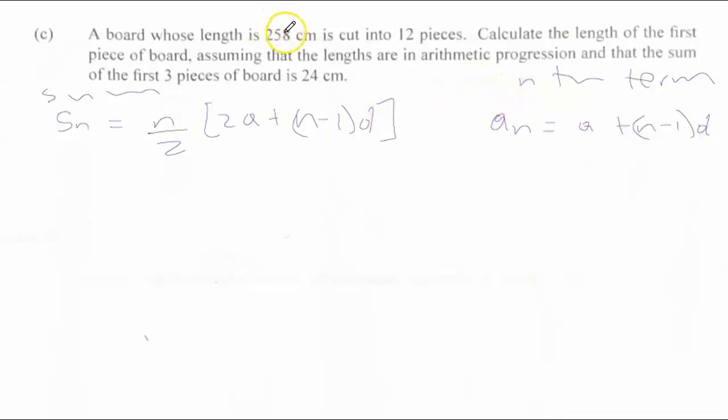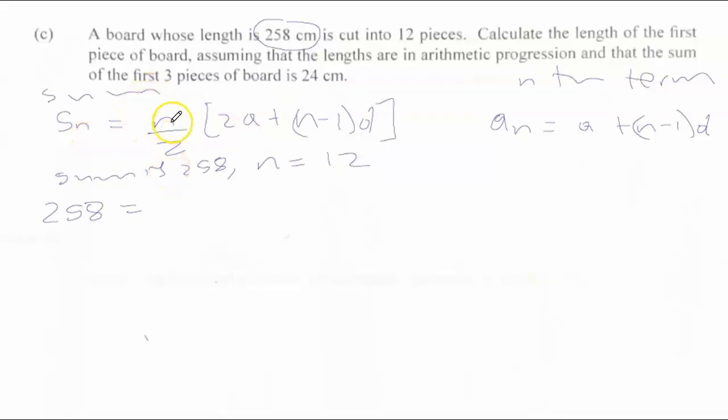A board whose length is 258 centimeters is cut into 12 pieces. So we can formulate an equation from this. We know the sum: the board is 258, so the sum of the pieces will be equal to 258. And n is the number of terms, 12 pieces, so n would be 12. So we'll put these in the summation formula.